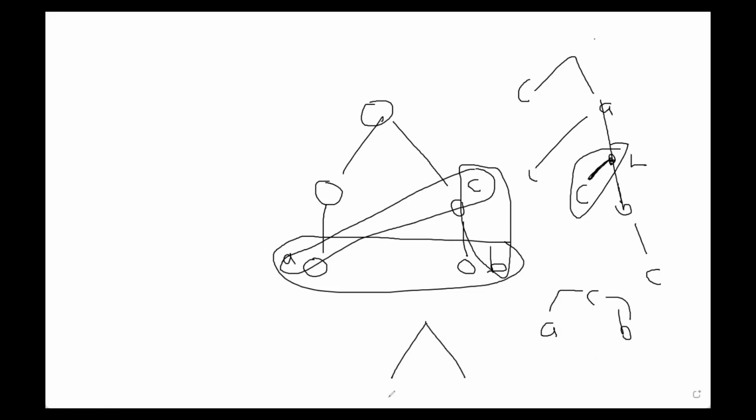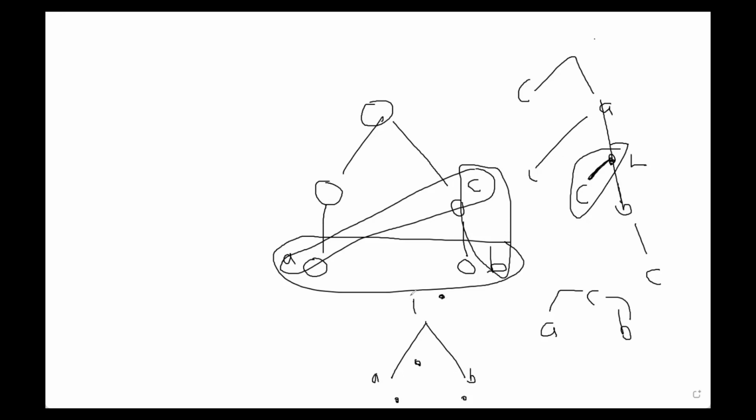So now you can do casework on where C is. If C is here, then it's on the path. If C is here, then it's not on the path. If C is here, then it's on the path. And if C is here, then it's on the path. Then you can use your LCA to continually do casework on C. Let's say you want the LCA of A and B to be L.